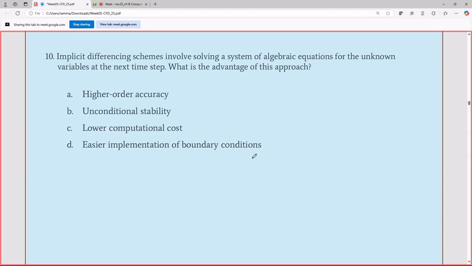The question is on implicit differencing schemes, and which among the following is the advantage of an implicit differencing scheme? Options are higher order accuracy, option B, unconditional stability, option C, lower computational cost, option D, easier implementation of boundary conditions. You can inbox your answers.